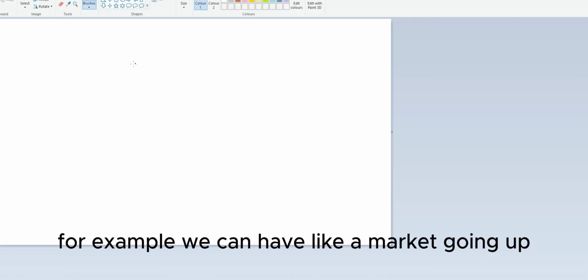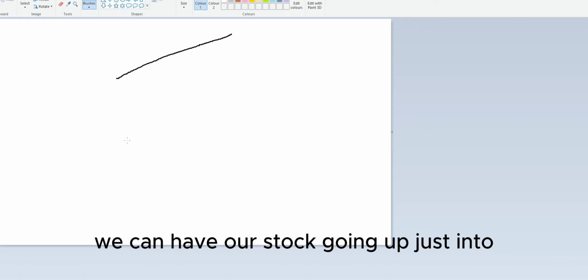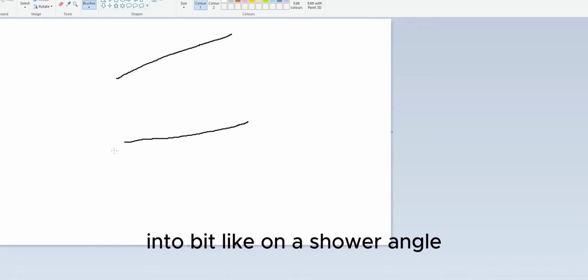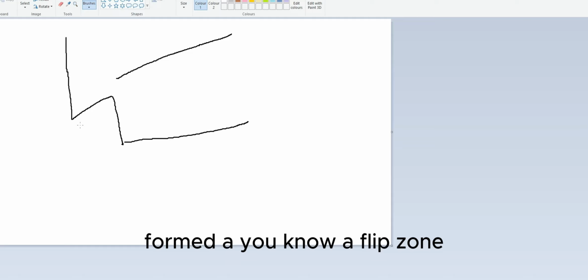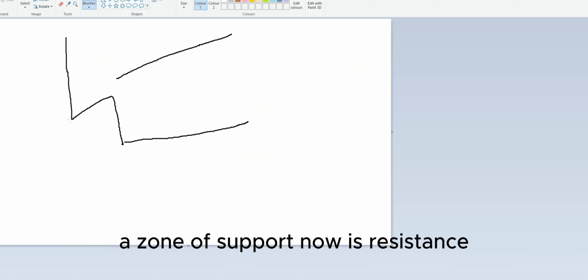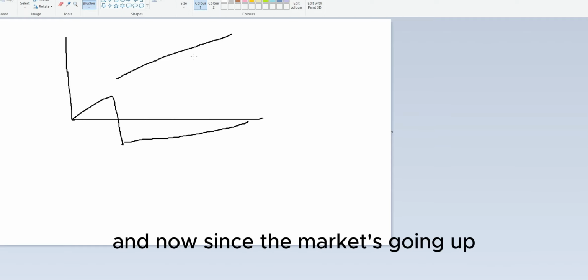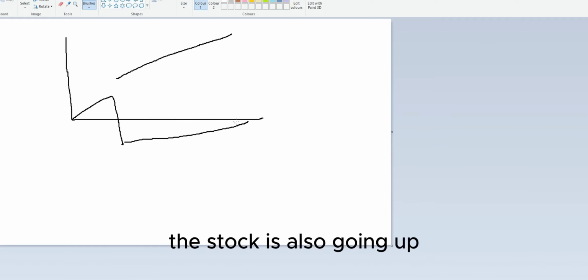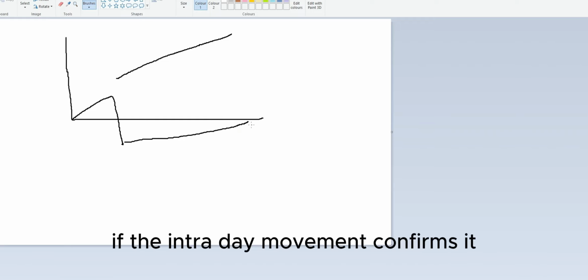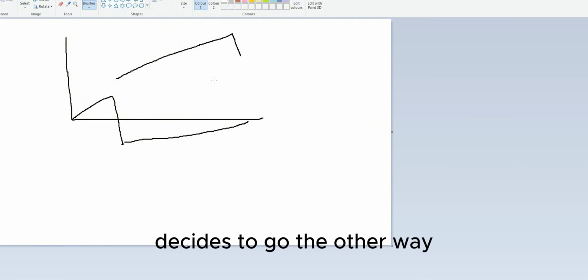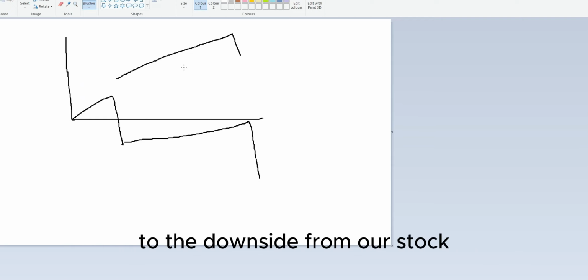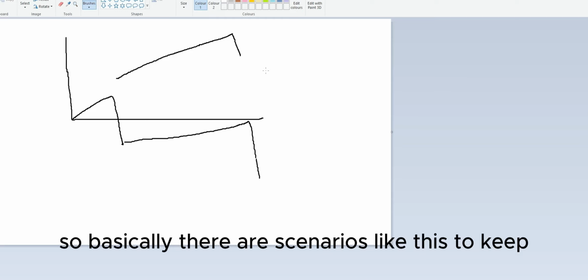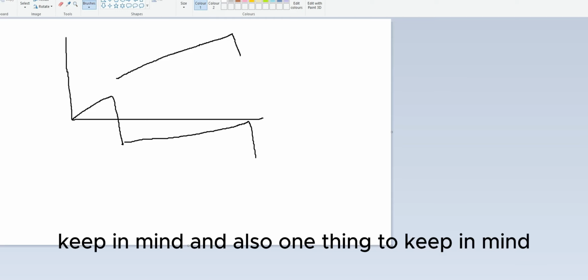For example, we can have the market going up, and our stock going up just a teensy bit, on a shallower angle, but the previous movement was such that it, for example, formed a flip zone, a zone that was support and now is resistance. Now, since the market's going up, the stock is also going up, but is having trouble in this area. So what is to be expected, if the intraday movement confirms it, is that when the market decides to go the other way, we're expecting a much harder movement to the downside from our stock, which has shown negative divergence. So there are scenarios like this to keep in mind.